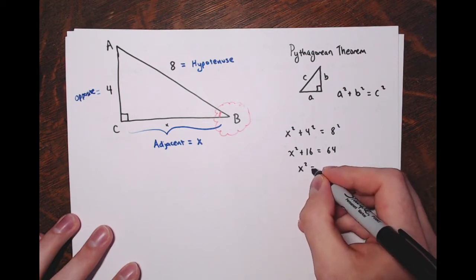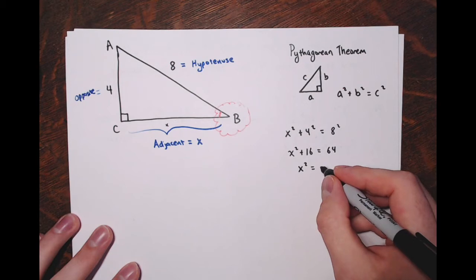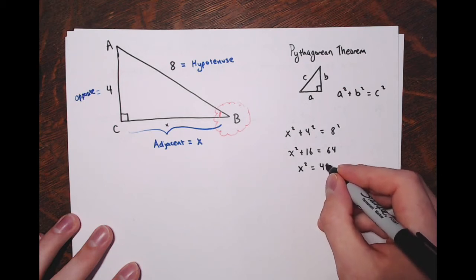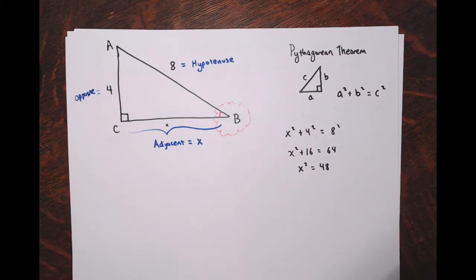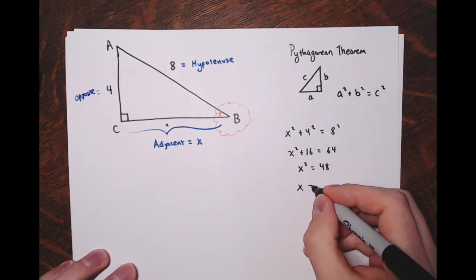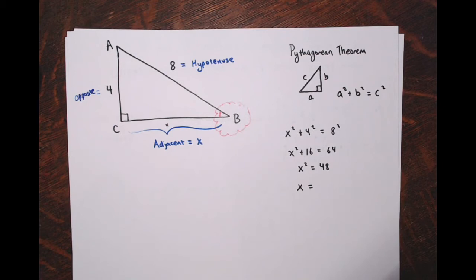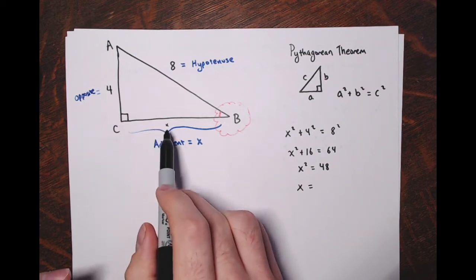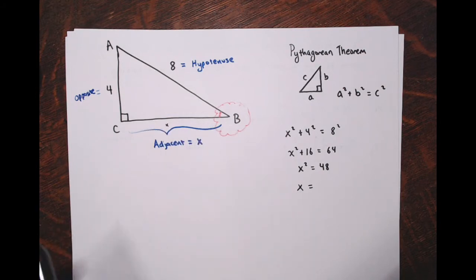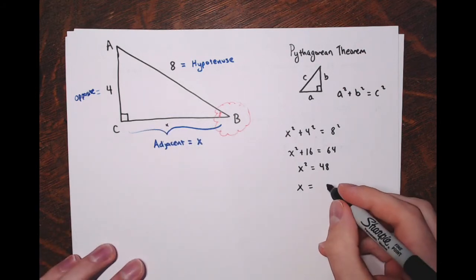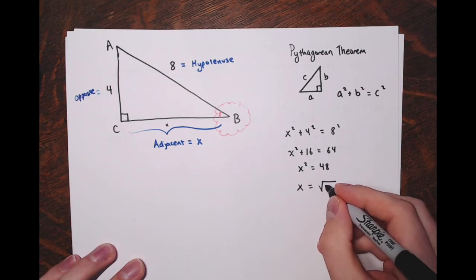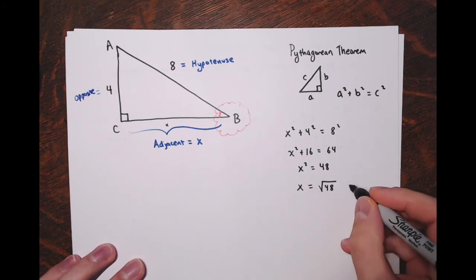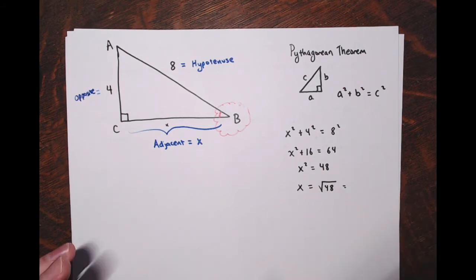Subtracting 16 from both sides would give me x squared equals 48. Right? 64 minus 16. And so x equals, technically you could say positive or negative square root of 48, but we're talking about side lengths here. These are lengths of sides, so we're only going to work with the positive square root of 48, which you're going to have to remember how to do some algebra for.